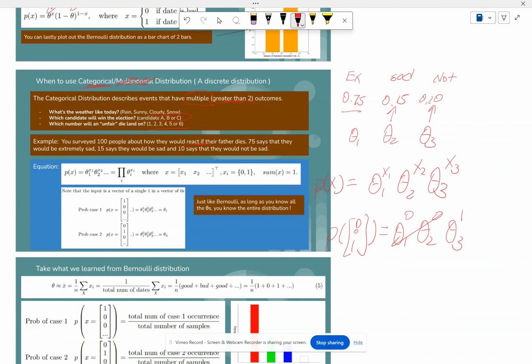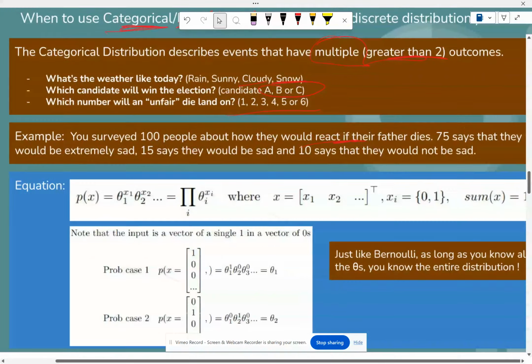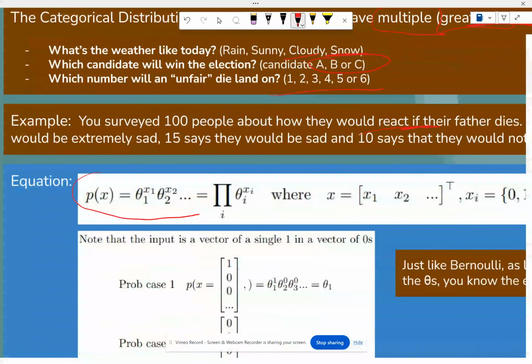So you basically have each one of the probabilities, and depending on what happened, you cancel everything else and only have one of them. So this is why the equation for the categorical distribution is P of x, and you just multiply all the probabilities together to the power of x1, x2. Now, we can compress this, right? If you have multiple thetas multiplied together, we can just write the product: theta 1, theta 2, theta 3 together. And that's how this equation came about.